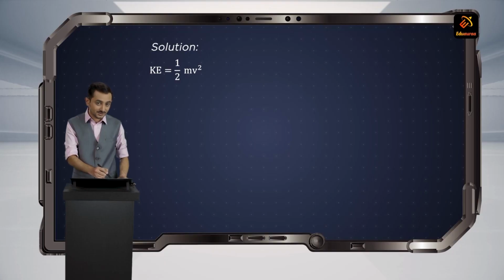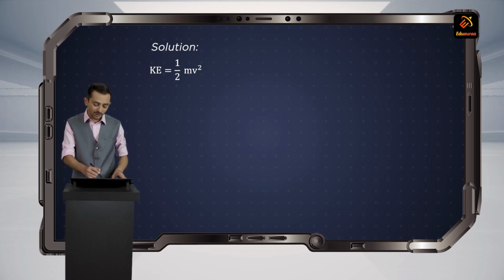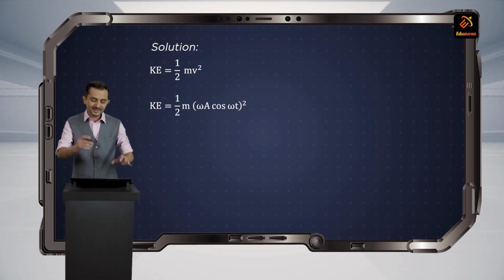The formula of kinetic energy goes like this. KE is equal to half into mass multiplied by square of velocity. Now students, half m we can keep as it is, multiplied by square of velocity. That means v is equal to omega A times cos of omega t. The whole square will remain as it is.